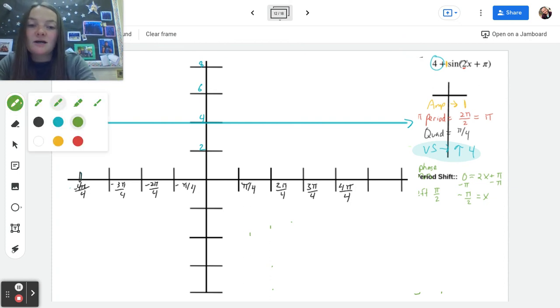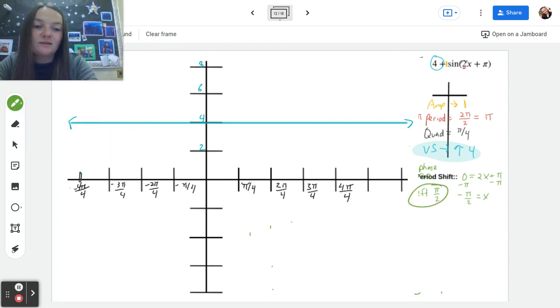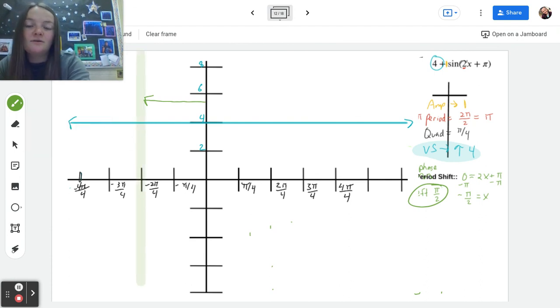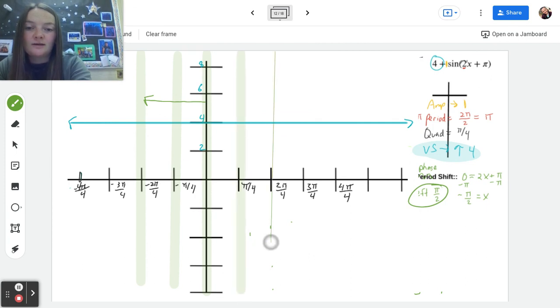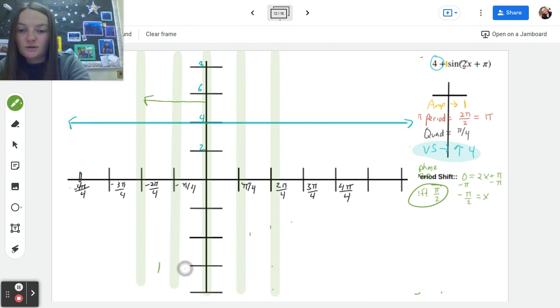From there, I want to talk about the phase shift. The phase shift says that we're moving left pi over 2, which means from the y-axis, I need to go left pi over 2, which we might remember here: 2 pi over 4 is the same thing as pi over 2. I'm going to set my quadrant lines up at negative pi over 2, or negative 2 pi over 4. And then from there, I'm going to set quadrant lines up at each tick mark because I started my first quadrant line on a tick mark. All right, I want to make sure I have 4 quadrants: 1, 2, 3, 4. I have 4 quadrants. Perfect.